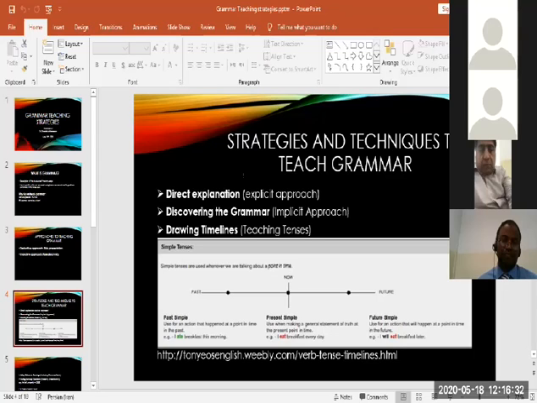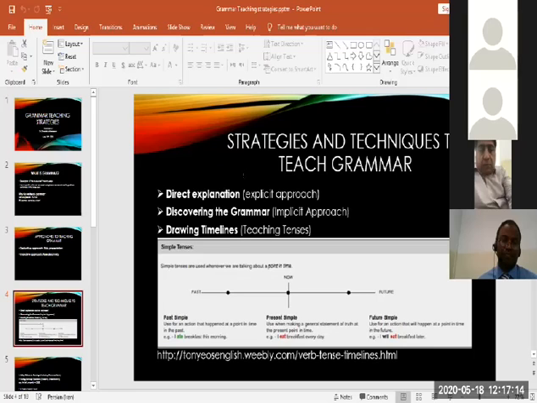The first one is called direct explanation. Through a direct explanation, the rules of the grammar are explained directly to the students in the learner's L1 or their mother tongue. Of course, using L1 is for the beginning level of language learning when the students are at elementary levels. But as the students get more advanced, this procedure can be done through the L2, through the medium of English, for higher proficiency learners.